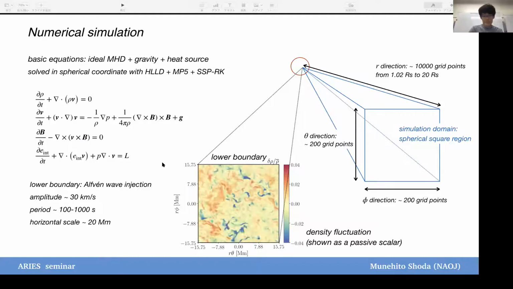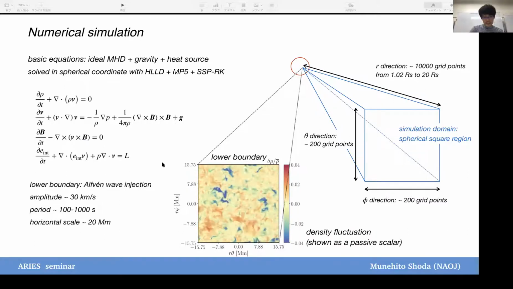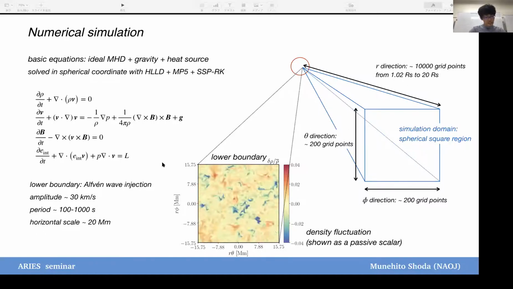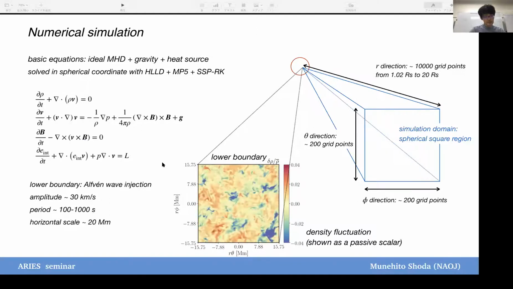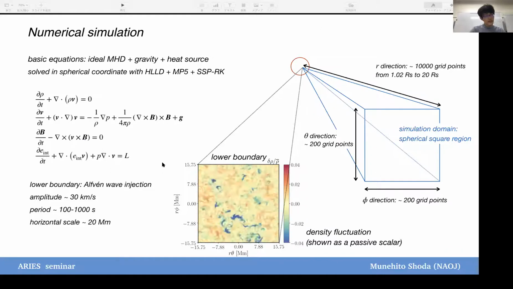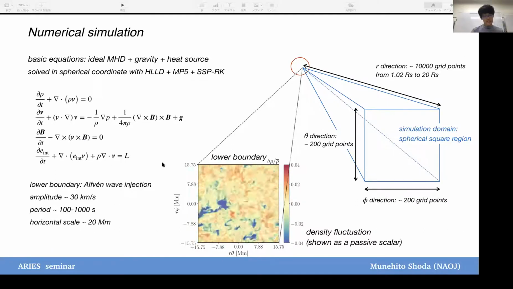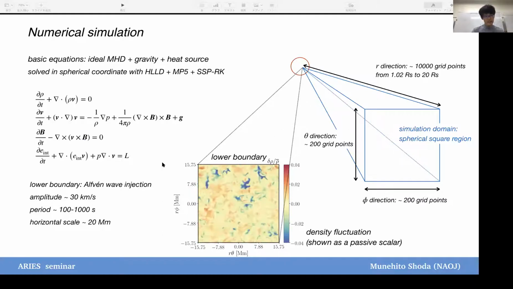I have not performed a parameter survey on the amplitude, so this is just my expectation. If you reduce the amplitude, you have a similar process inside the simulation domain, but a slightly slower and cooler solar wind. Even if you change the amplitude, the physical processes are common, but the speed, mass loss rate and temperature should change.